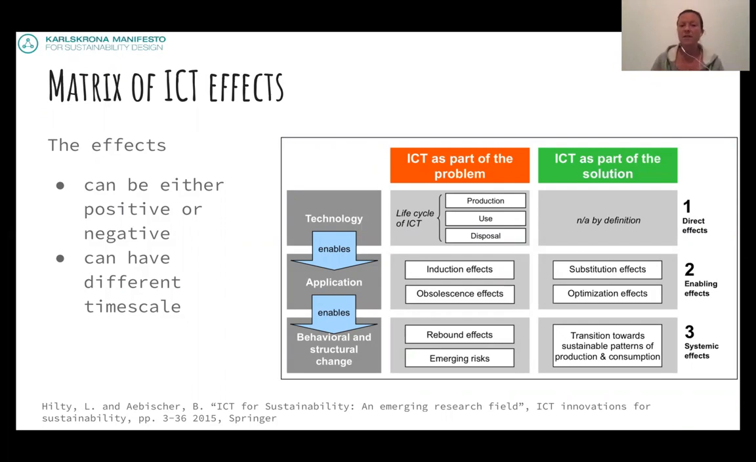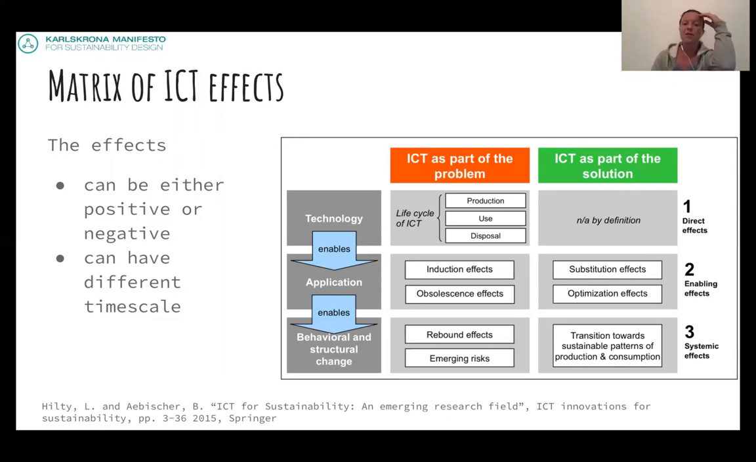So on the left side, we see that the technology enables the application, which again enables behavioral and structural change. And then on the ICT as part of the problem side, we can see on the technology level that the life cycle of ICT, the production, use, and disposal, those are classified as the direct effects. We see that under number 1 on the right side. And then part of the solution, by definition, that doesn't quite work with the life cycle effects, because any ICT that you put out there has life cycle effects, and those are by definition a use of resources, so they can't at the same time be better than that.